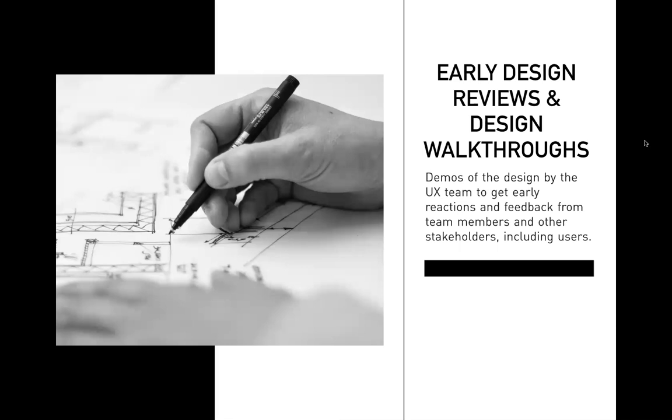And now we get into the more fun stuff. These are actual techniques that you're going to use. We're past all the vocabulary. Well, there might be 2 more vocabulary terms, but we're mostly past it. So early design reviews and design walkthroughs is a really great technique to use. Basically, it just means that you're demoing the design as the UX team to get early reactions and feedback from team members and other stakeholders, including users. So it's a really informal way to start to get some feedback from your stakeholders, your users. It's basically just you showing your design to people and saying, hey, what do you think of this?